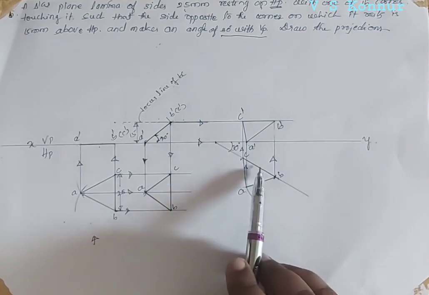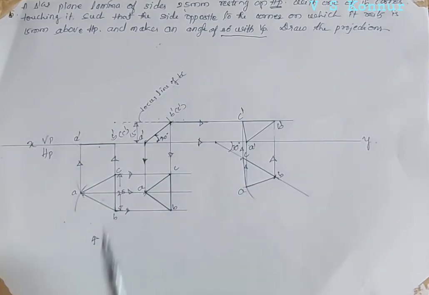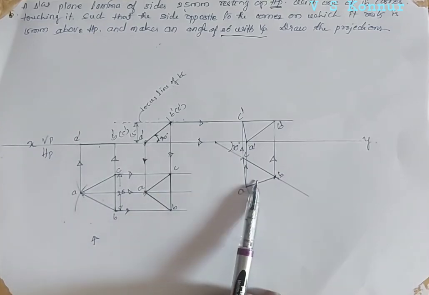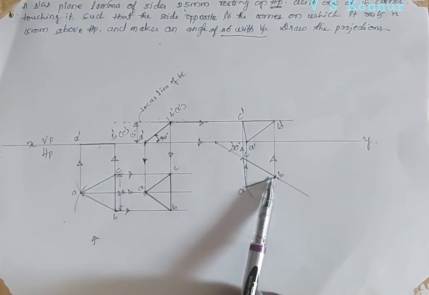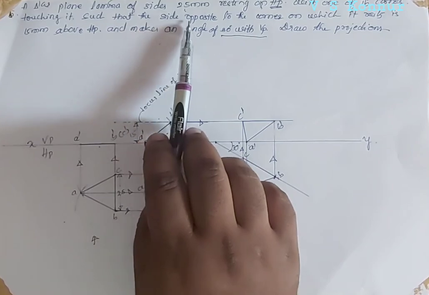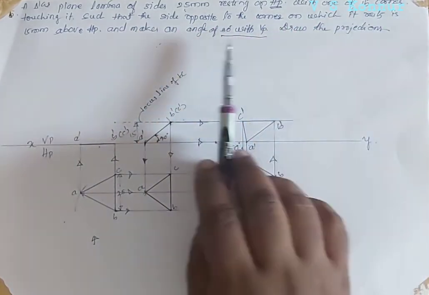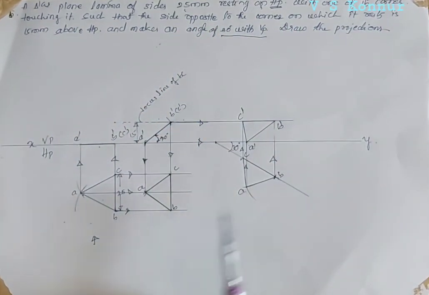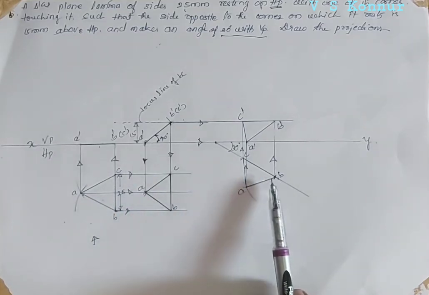This is the edge which is resting in the third position. It may be corner or it may be edge resting at the first position, but third position, if it is resting on one of its edge, that is the angle, the side opposite to the corner on which it rests is inclined 30 degree to VP. This is the corner, opposite to that corner is this edge is inclined 30 degree to VP. This is how we have to construct.